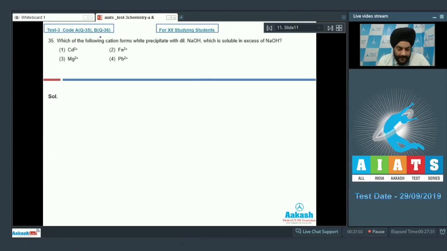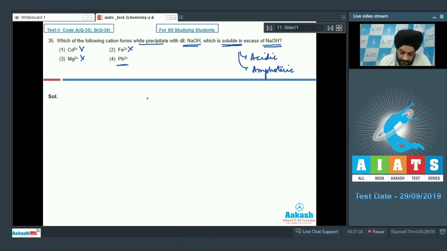It's question number 35. Which of the following cations forms a white precipitate with dilute NaOH, which is soluble in excess of NaOH? Students, if we talk about a hydroxide being soluble in excess NaOH, it has to be an acidic hydroxide or an amphoteric one. So basic hydroxides will not be soluble. And if you look at the options, we have Cd plus 2, Fe plus 2, Mg plus 2. These three are basic in nature. The hydroxides will be basic. So only lead plus 2 is amphoteric.